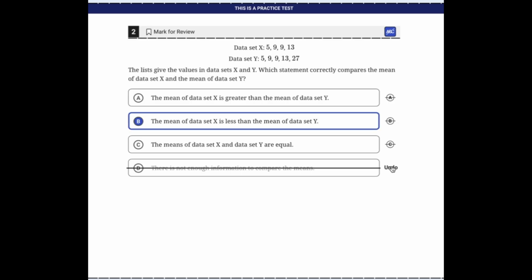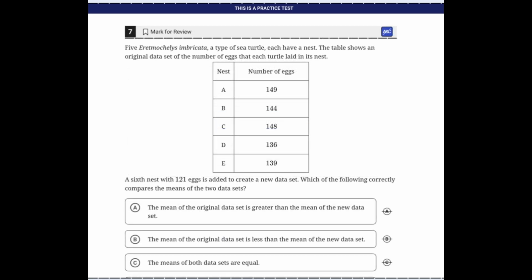So that's one thing I suggest if you're doing SAT. Don't ever pick that answer. So here is a problem from SAT practice test number 5.